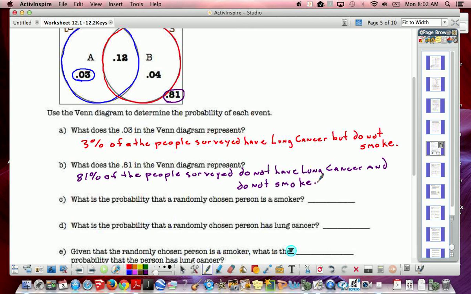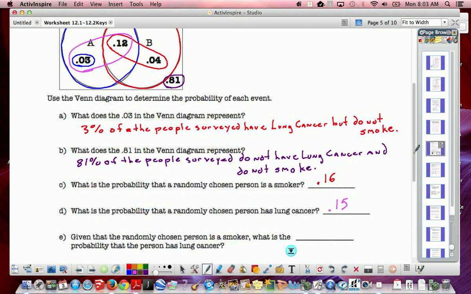Okay. Now C says, what is the probability that a randomly chosen person is a smoker? If we're looking at our smokers, that's all the probabilities that are in B. So I have to take those two probabilities and add them together and I get 0.16. D says, what is the probability that a randomly chosen person has lung cancer? I do the same thing with my lung cancer values, which is the 0.03 and the 0.12. That adds up to 0.15.